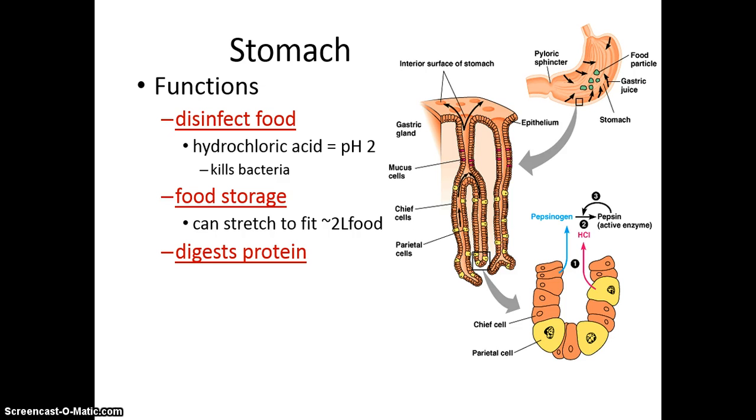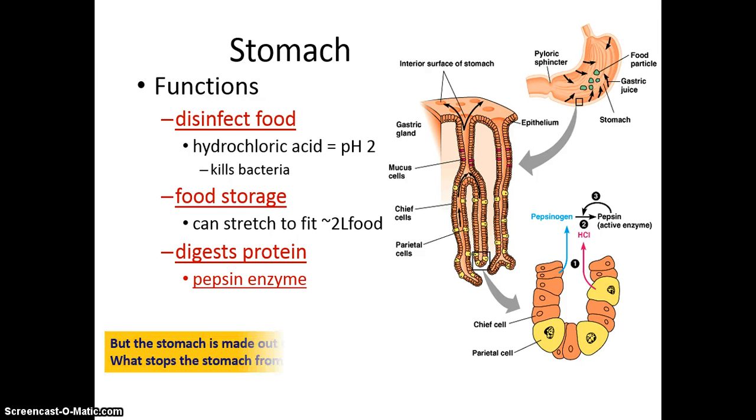And you start digestion of protein here. So the main digestive enzyme in the stomach is pepsin. And pepsin starts the digestion of proteins into amino acids. One really interesting fact is that your stomach is made out of protein. And so if you have enzymes that digest proteins, it's really important that they don't start digesting you.